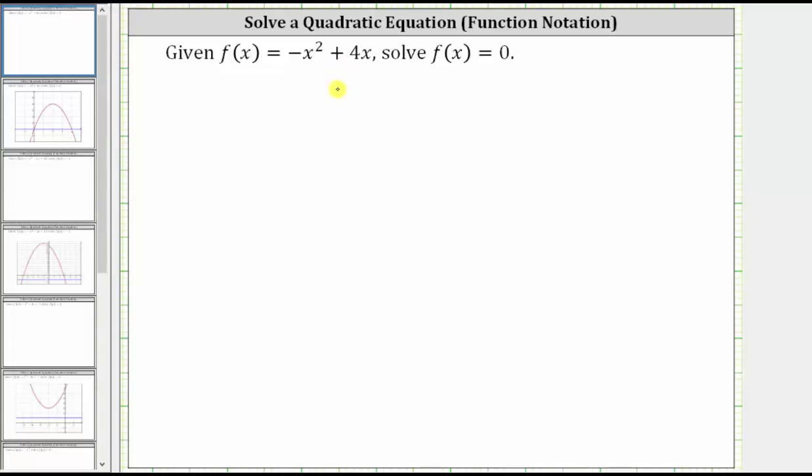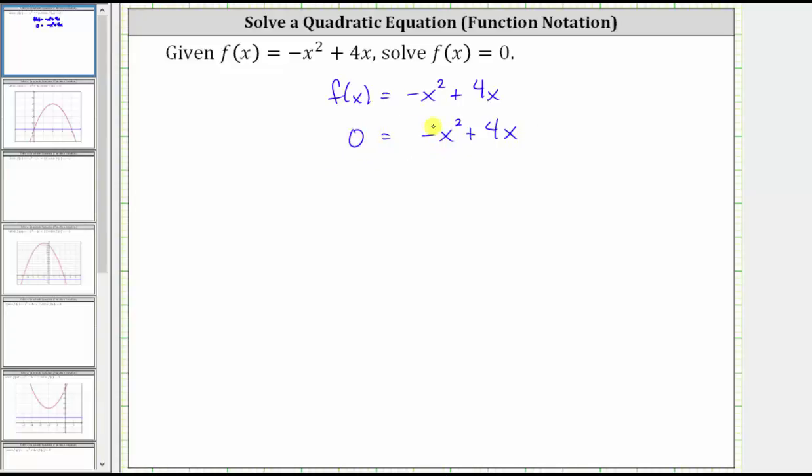We are given the function f of x equals negative x squared plus 4x. Because we want to solve f of x equals 0, we now substitute 0 for f of x, which gives us the equation 0 equals negative x squared plus 4x. And now let's solve the equation by factoring. Notice how we have one side equal to 0 already.